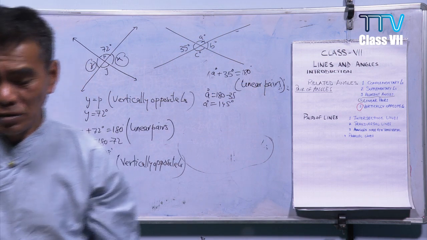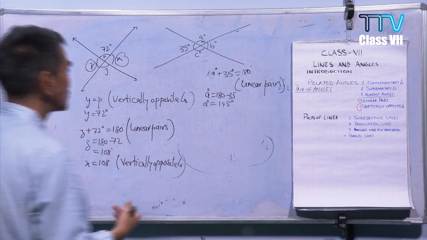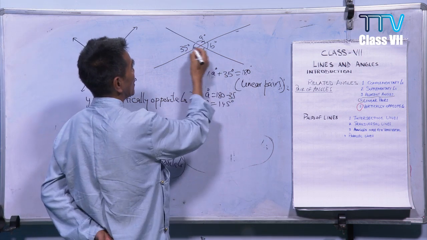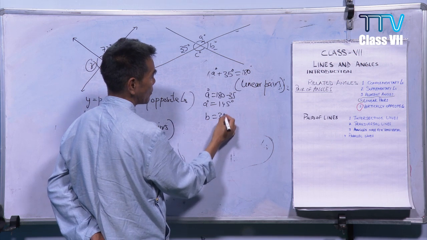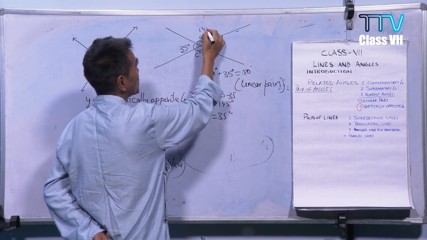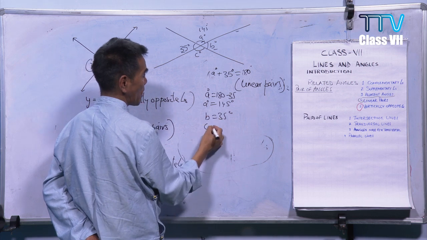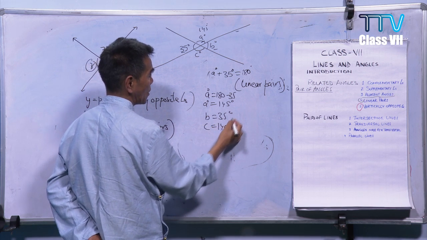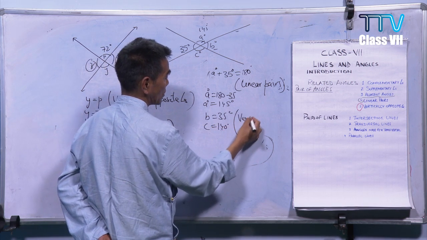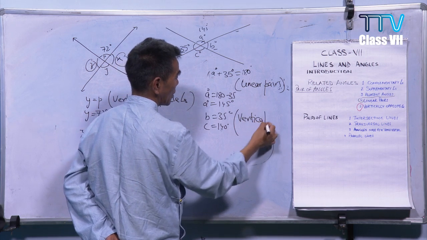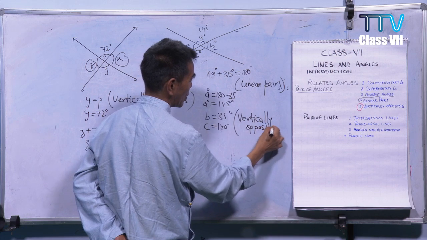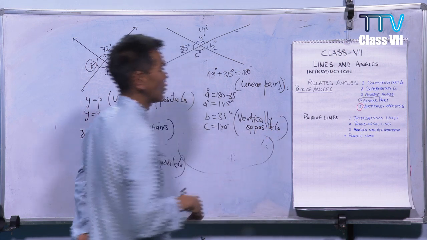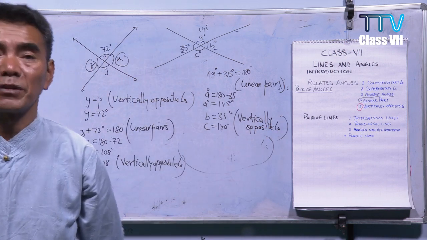B is equal to 35 degrees. If A equals 145 degrees, then C is also equal to 145 degrees, because these two are vertical opposite angles. Vertically opposite angles.